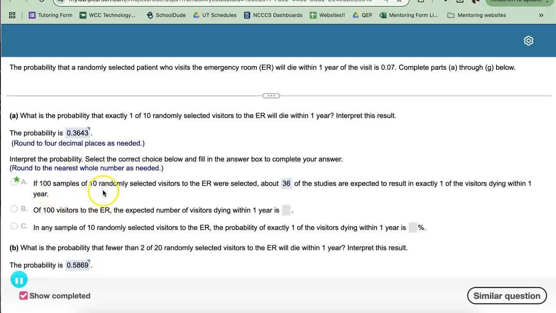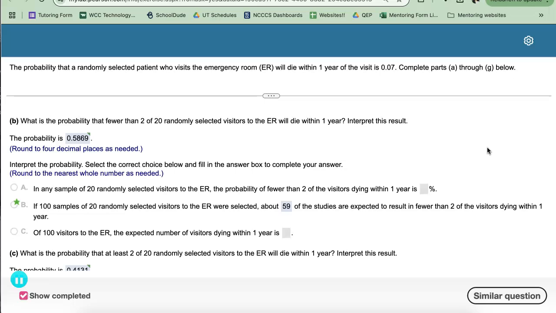What that means is if we had 100 samples of 10 randomly selected visitors to the ER, we would expect about 36 of them to end up with exactly 1 visitor dying within 1 year.